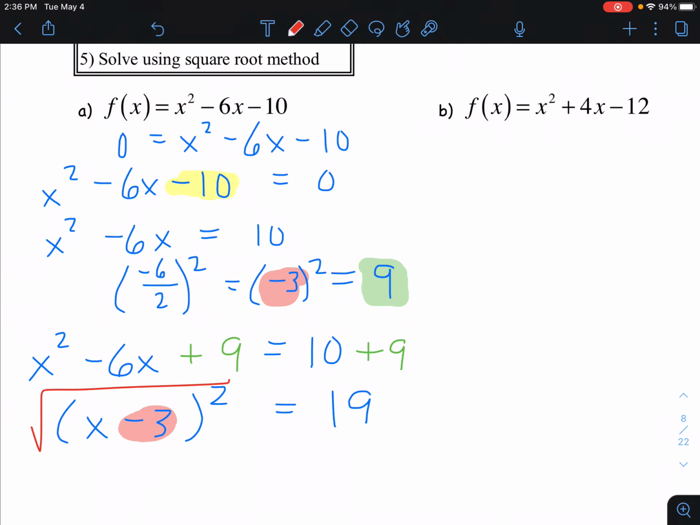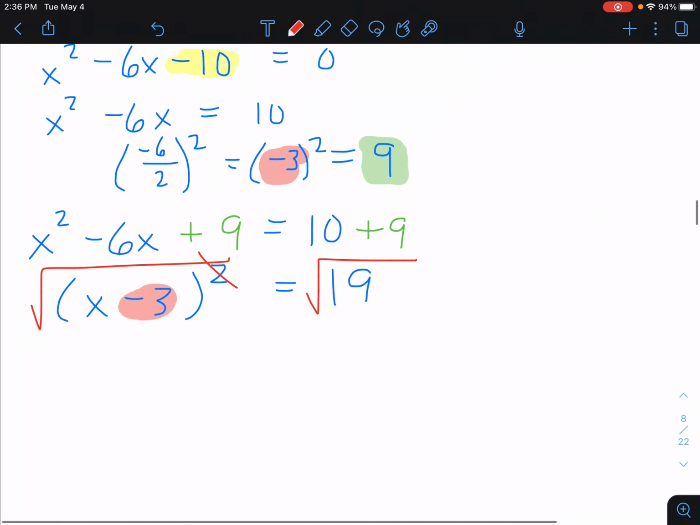So we square root both sides. And remember, we do have to put in a plus minus to represent 2 answers. Now the square root of 19, I know that cannot be factored. It is a prime number, 1 and 19, so that square root of 19's got to stay stuck.